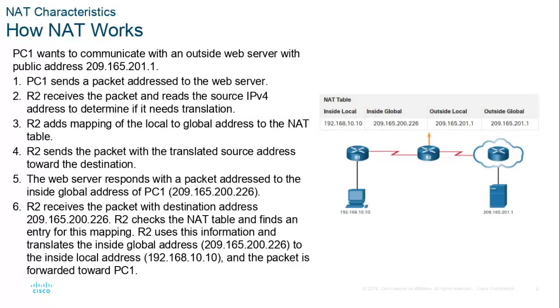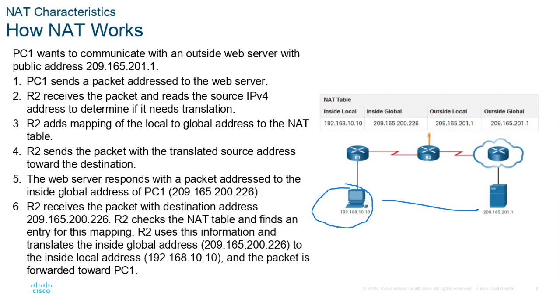Okay, so here's how this works. Let's say PC1. Here's PC1 right here. And he wants to send something to this web server over there. And he's on the inside private network. So he's 192.168.10.10, similar to what you would be on your home network. So PC1 sends out his packet. He knows what the web server's global unique address is. DNS told him that, 209.165.201.1. So router 1 is going to receive the packet.